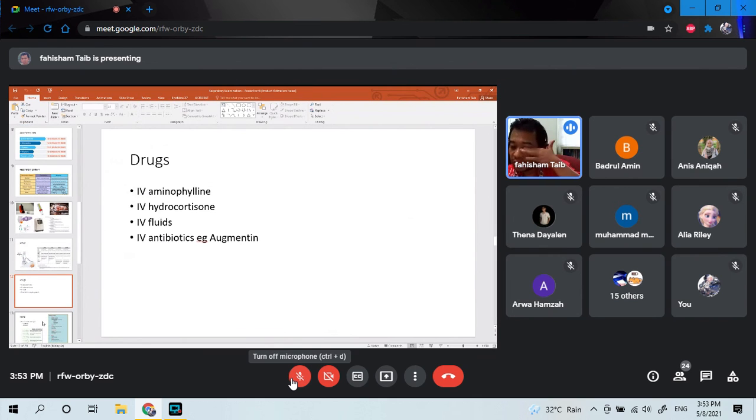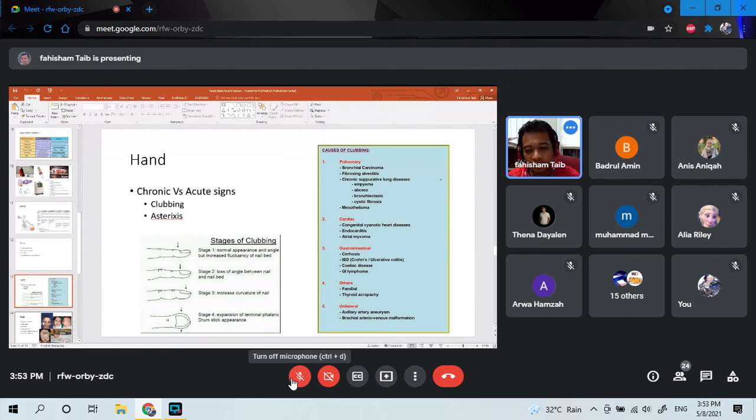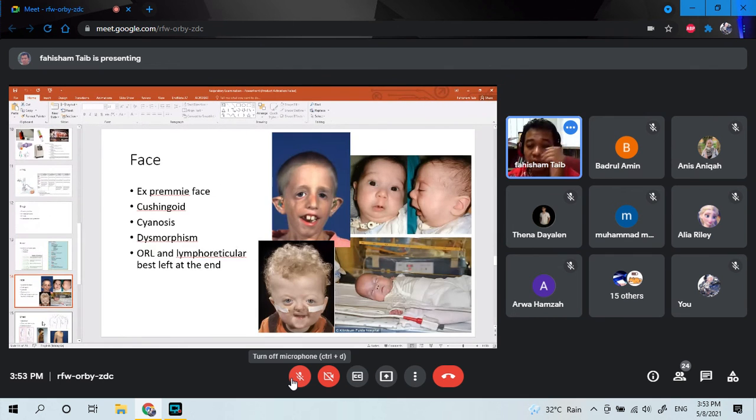And then something that you might want to see is whether there are any drugs related to the underlying lung problems. When you look, you want to see if there are any acute or chronic signs. Clubbing is one of the most important things, but you need to know the differential for why the child has got clubbing. Similarly the face as well, sometimes the face looks odd.